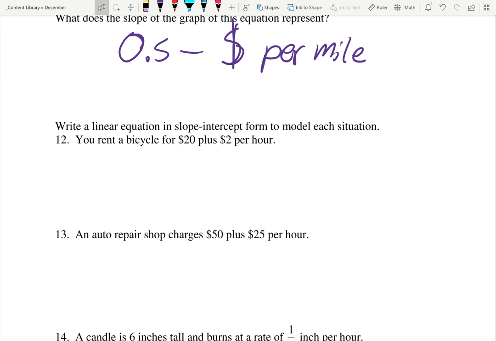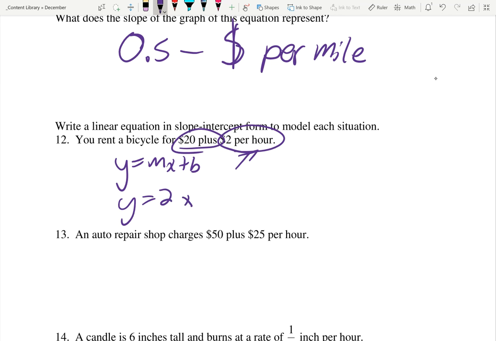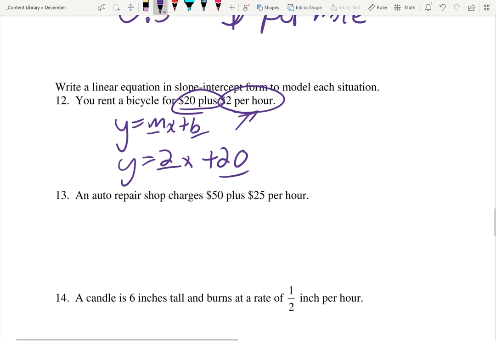Write a linear equation in slope-intercept form to model each situation. So slope-intercept form is, of course, y equals mx plus b. Okay, my pen seems to be working well there. Let's hope it stays that way. If we rent a bicycle for $20 plus $2 per hour, $2 per hour is our slope, right? So this would be y equals 2x, because it's 2 per hour, plus the $20 fee. So there's our equation. We're just essentially putting these numbers in for the m and the b. The 2 is our m, and the 20 is our b.